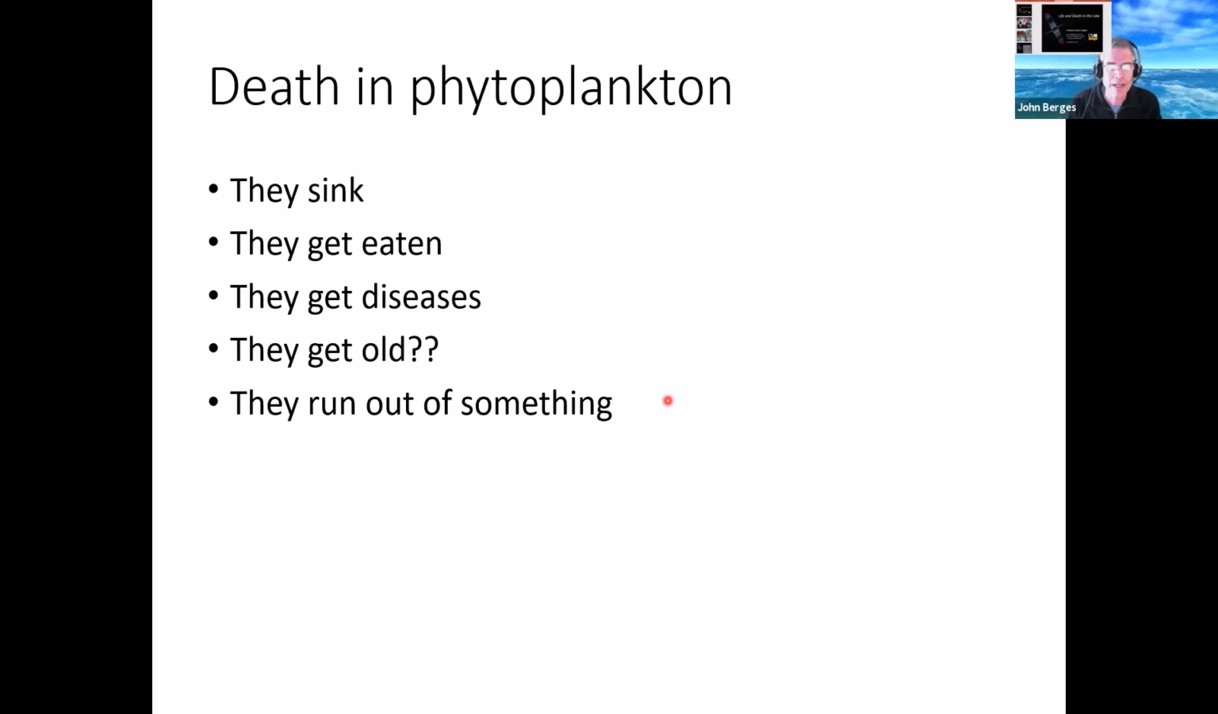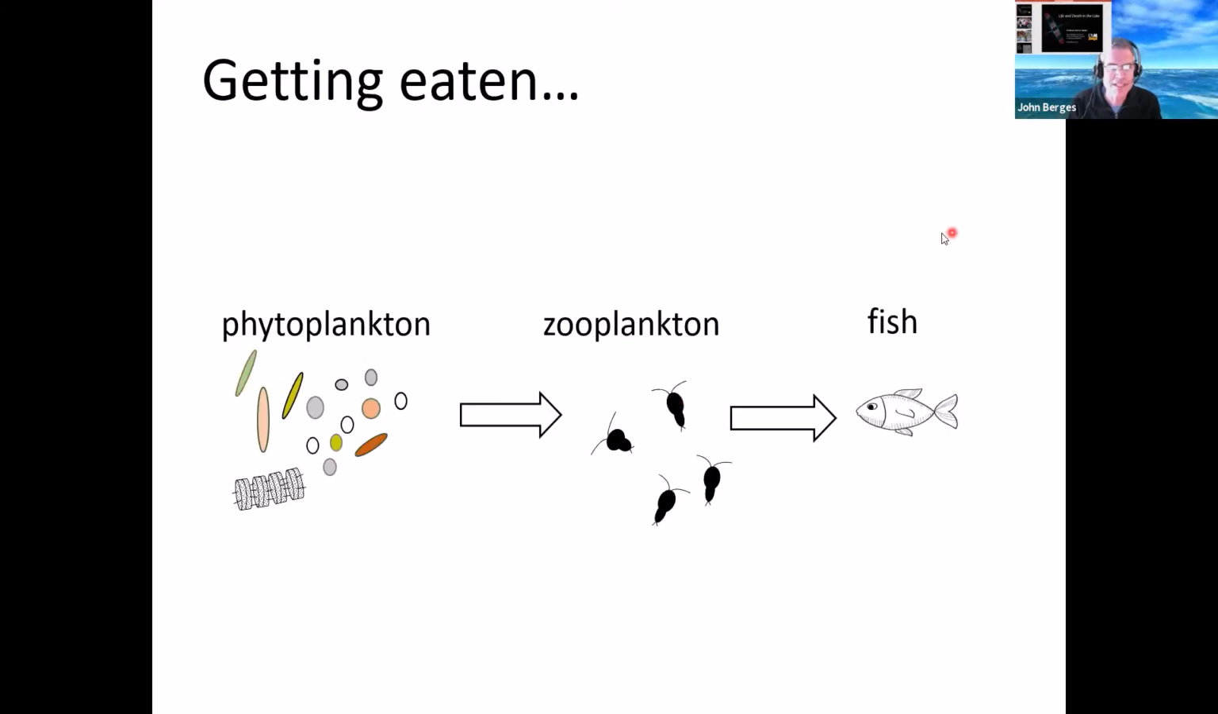So let's first think about our food web, getting eaten. Here I have phytoplankton, including our diatoms. They're eaten, and the things that principally eat the phytoplankton are called zooplankton. Phyto means plant. Zoo means animal. So plant-like things get eaten by animal-like things.